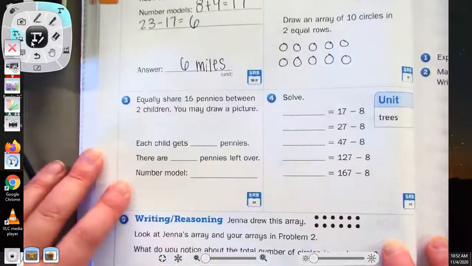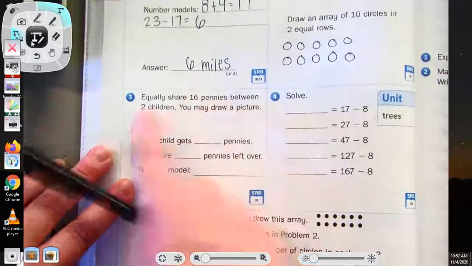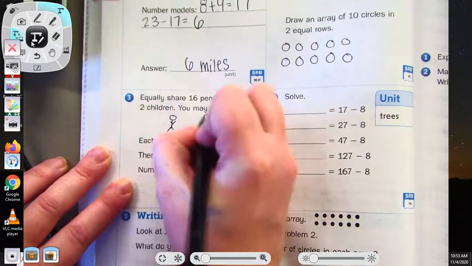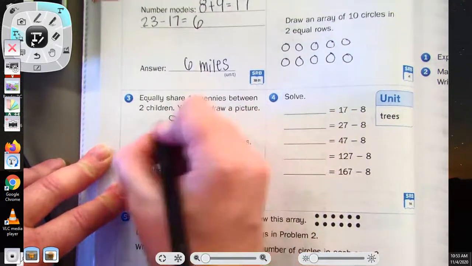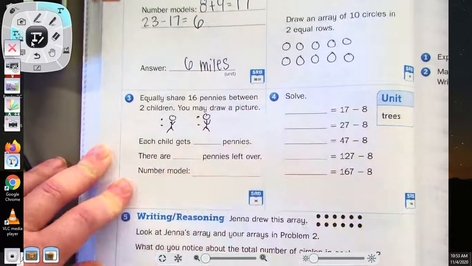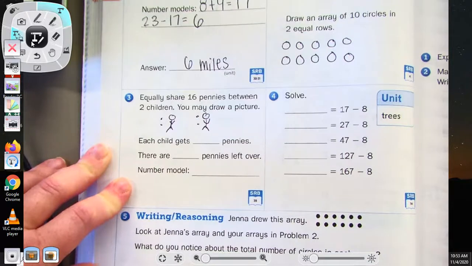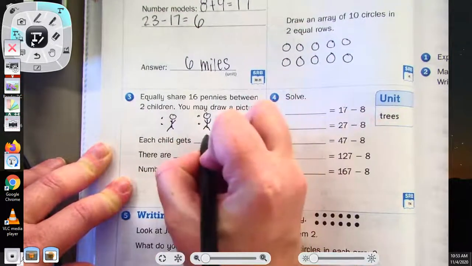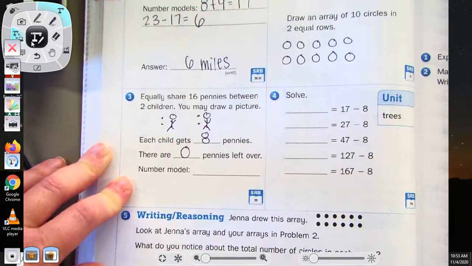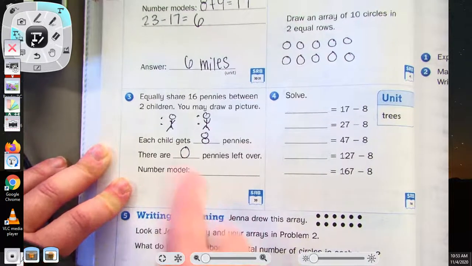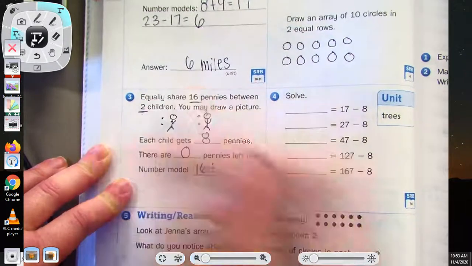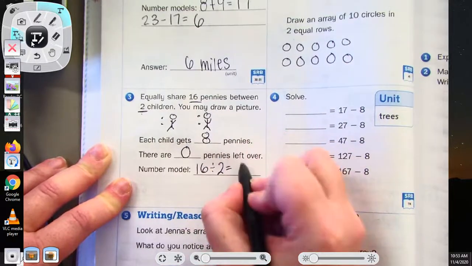Number 3 says, equally share 16 pennies between 2 children. You may draw a picture. So you could draw your little people like this, and you could go through and divide the pennies up among each person, counting until you get to 16. Just keep going like that. So once you do that, you would find out that each child gets 8 pennies, and there are none left over. They can equally be split. Your number model then would be 16, because that was your total, divided by 2 children, which would equal 8 pennies per child.